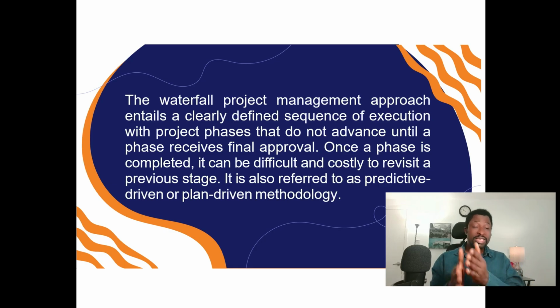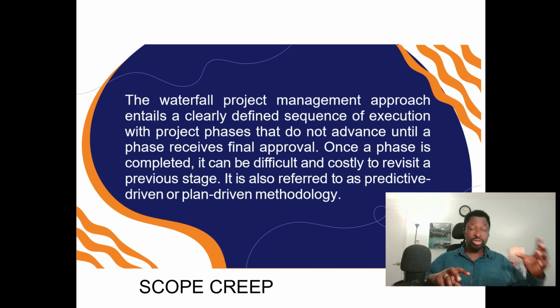So without getting approval, we can't move to the next phase. Another thing you have to look at when working with Waterfall is that we should make sure we get everything right, like the scope, from the beginning or during the planning phase, so that we do not start the project and start getting additional scope. And this will lead to what is called scope creep.